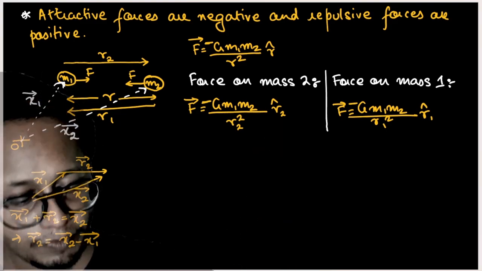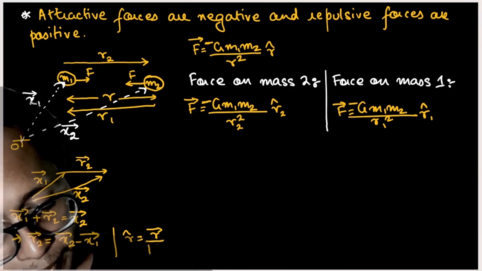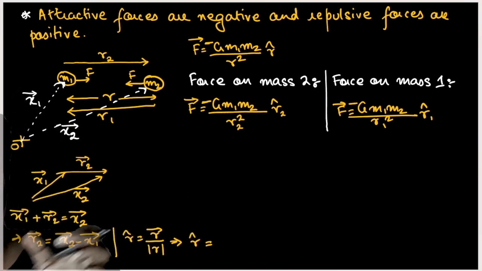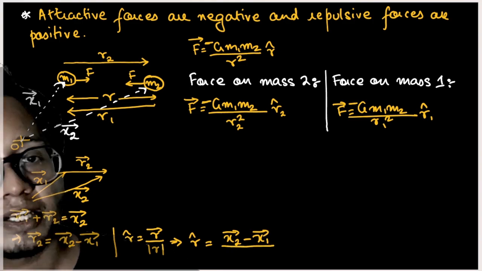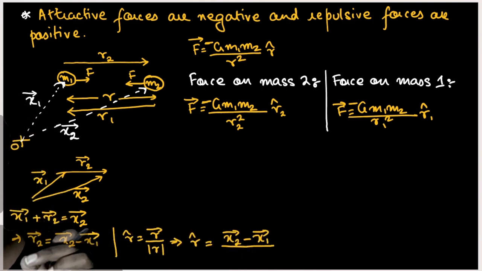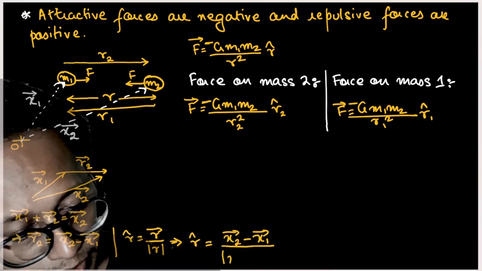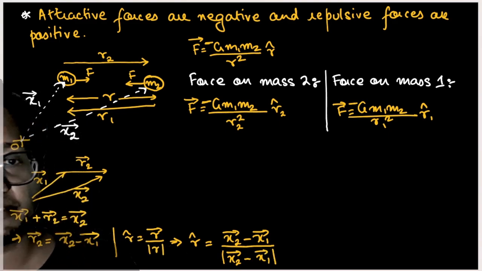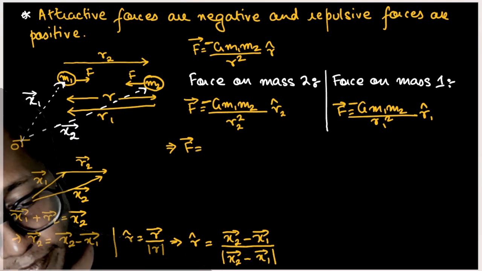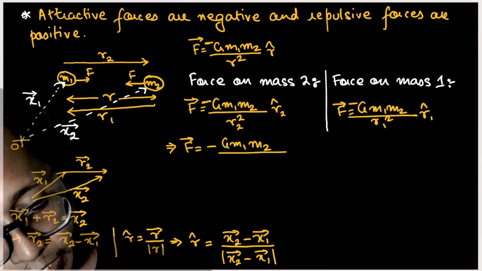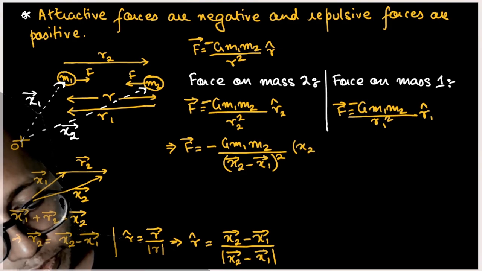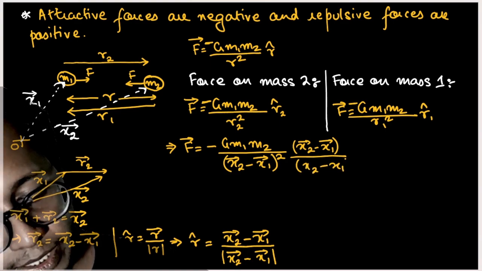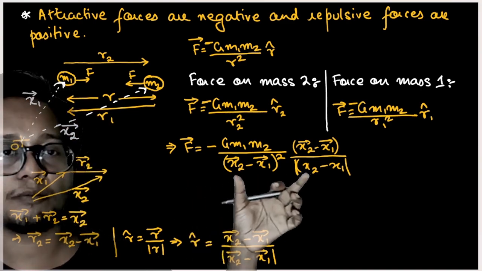And how do I write a unit vector? A unit vector can be represented as the vector divided by the magnitude of the vector. So this unit vector can be written as the R vector divided by the magnitude of the R vector, where the R vector is X2 vector minus X1 vector, isn't it? So the gravitational force here would be F = -G M1 M2 / |X2 - X1|² times (X2 - X1) / |X2 - X1|. This is the magnitude. Understood? So this is the vector form of the gravitational law.